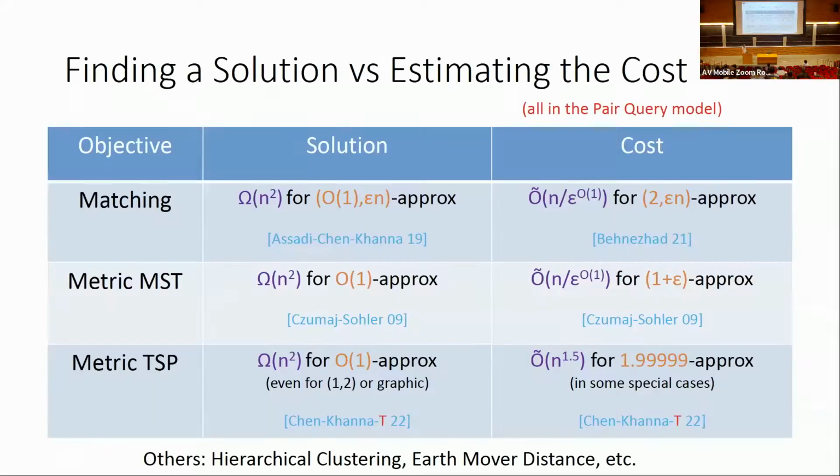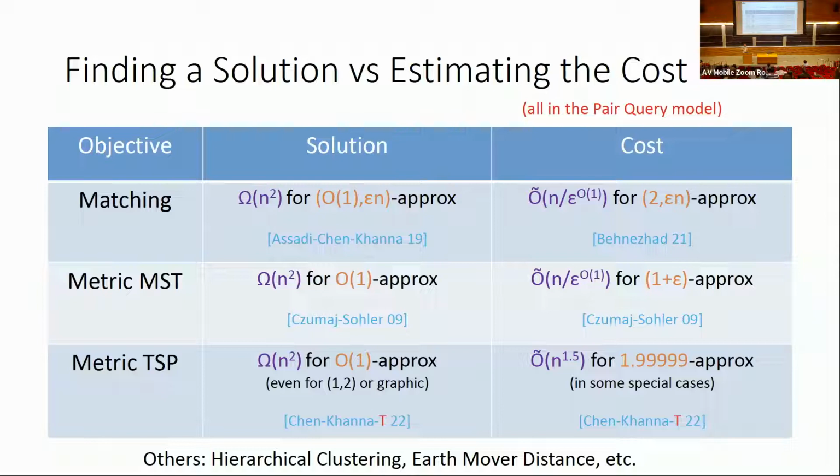In sublinear graph algorithms, we are not allowed to read the whole input graph. Therefore, for many classic problems, we cannot hope to obtain an approximate solution, but instead we can only get an approximation of the solution cost. For example, there is the matching problem, metric TSP, and metric MST. In this table, there are some previous upper and lower bounds.